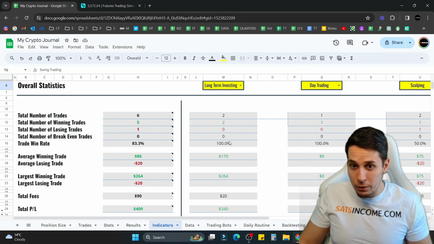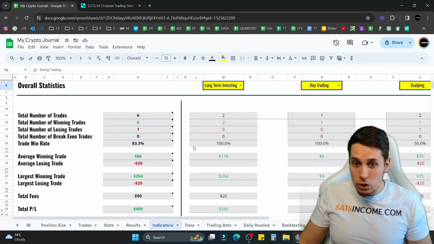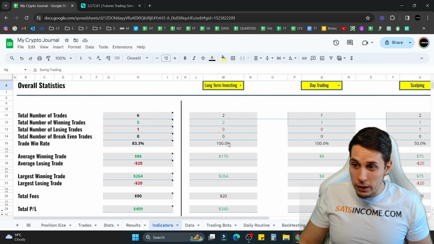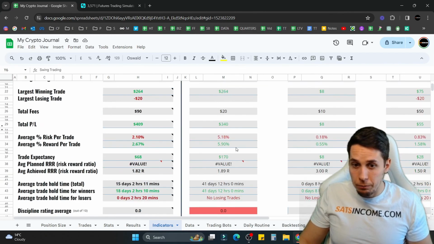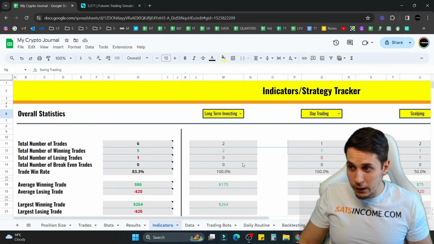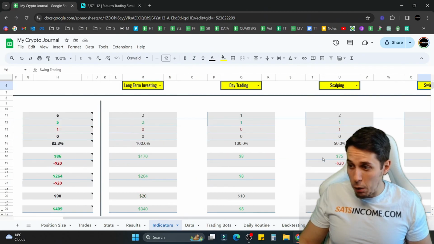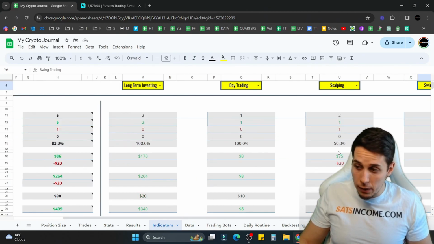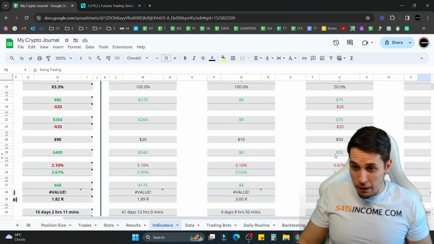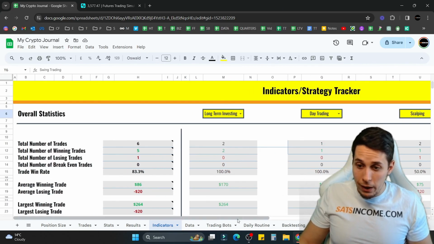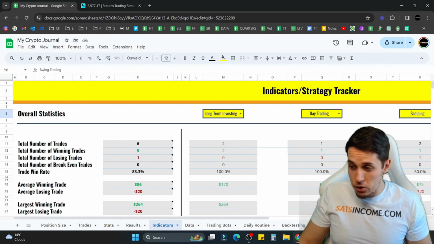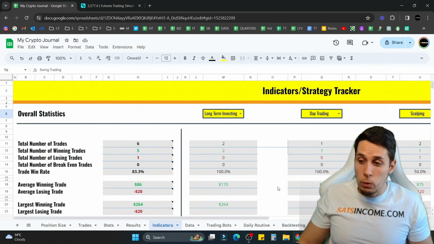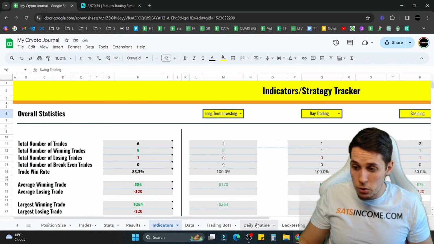So for example, long-term investing, you can see here all of the details. So we have 100% win rate on our long-term investing. On average, we are making $170. You can look at all the data here, right? Now compare this to the scalping, right? On the scalping, we have 50% win rate and we made $55 only. So again, once you have enough data in the journal, you actually go ahead and analyze the different strategies that you are using in order to see which one you should focus on and which one you should stop using.